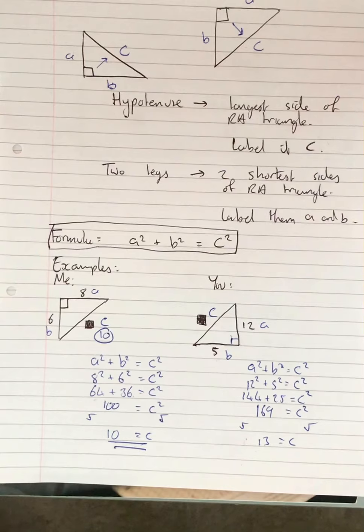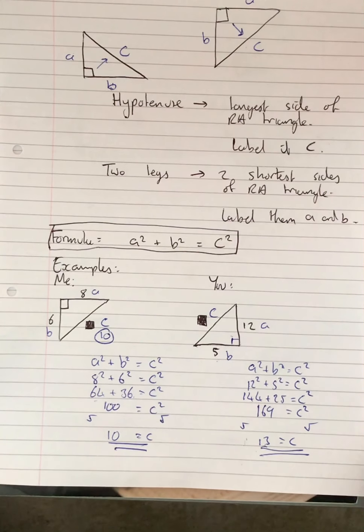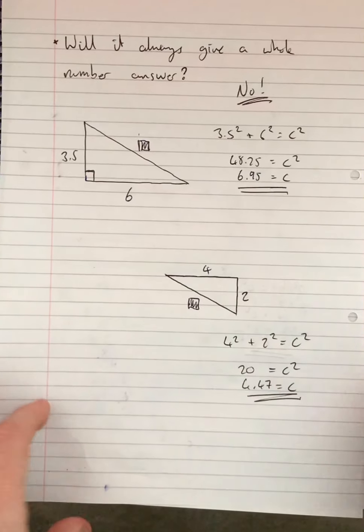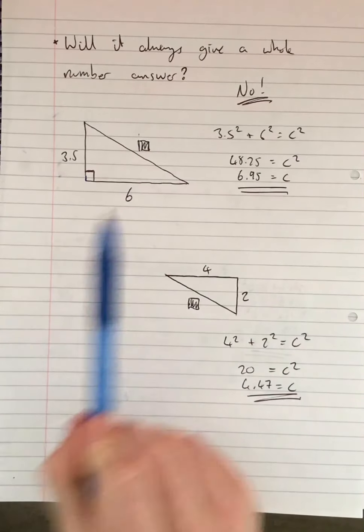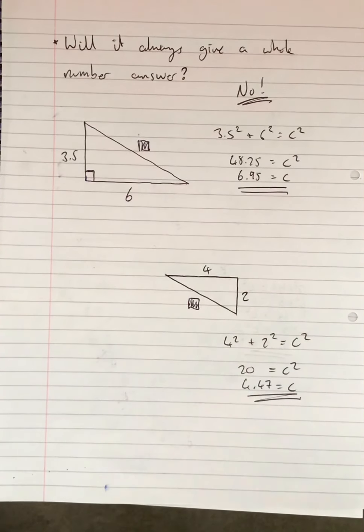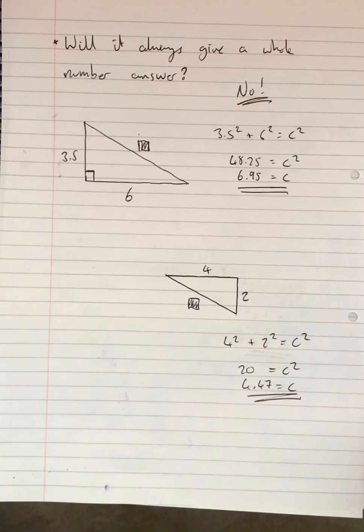Now guys, you might think that we're always going to get whole number answers for this, but that's not the case, okay? So, if we just flick to this page here, will it always give a whole number answer? No. Okay? Now, I've measured these out. That's 3.5 centimetres, and that's 6 centimetres. This is 2 centimetres, and this is 4 centimetres. And I've used Pythagoras' theorem to work out what these lengths should be.